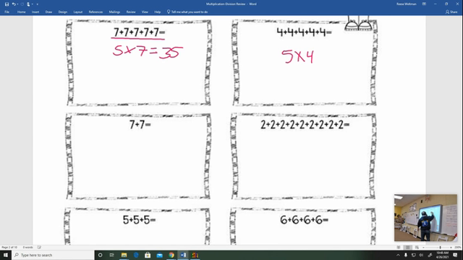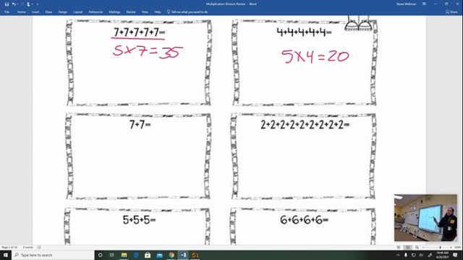5 times 4 equals 20. Now you could have done that by adding it up, right? 4 plus 4 is 8. 8 plus 8 is 16. 16 plus 4 is 20. And you could have added it up just like that.